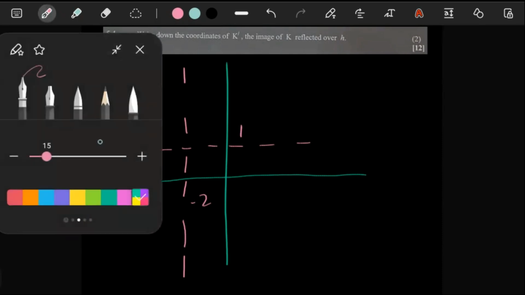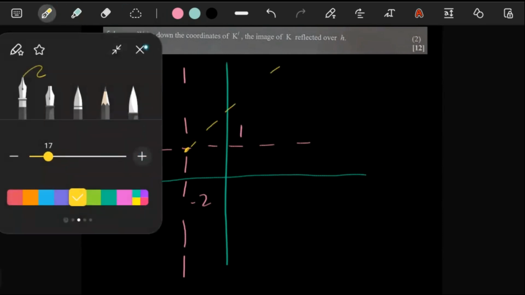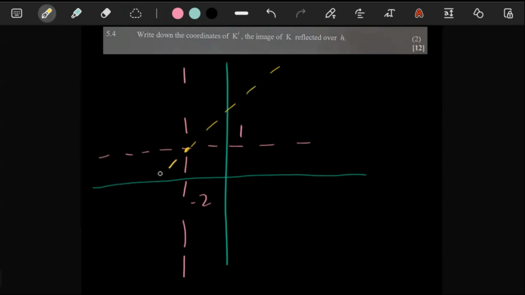So our axis of symmetry, the positive one, looks like this. And what we also know is that this is the point of contact. This point of contact is -2, +1, like that.